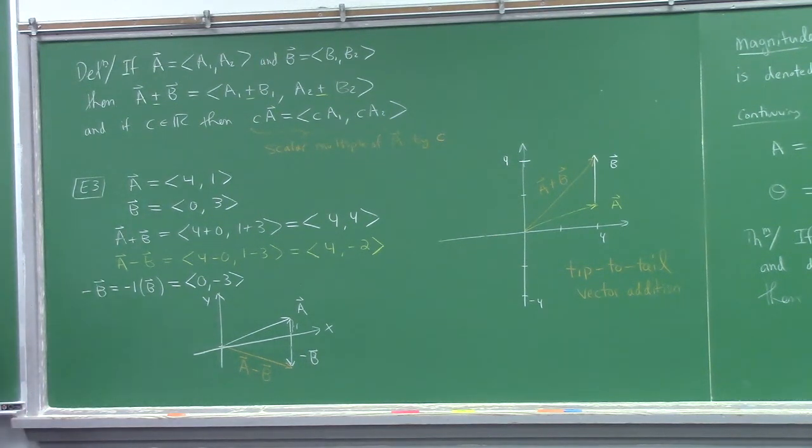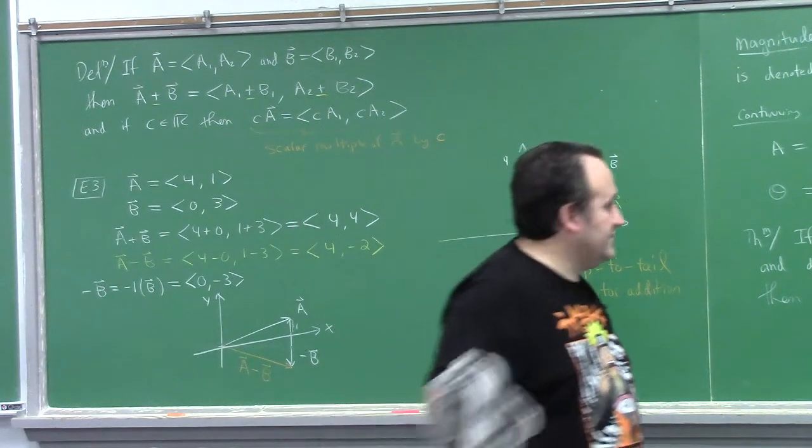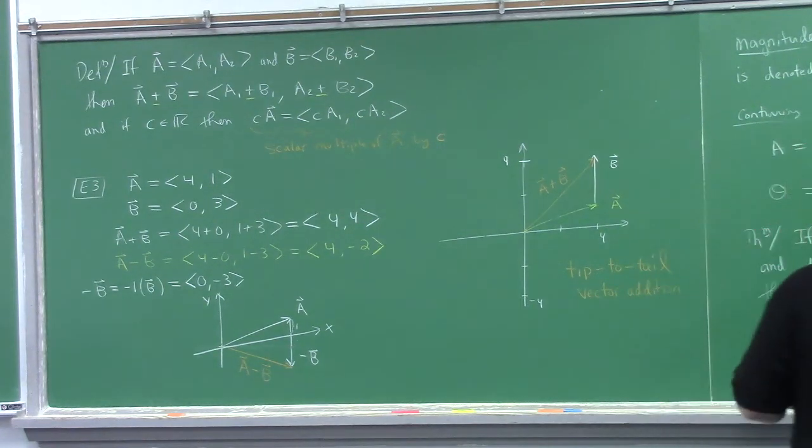So anyway, geometrically, to add vectors, we add them tip to tail, all right? Algebraically, you just find their Cartesian components and add them. It's not bad, is it? All right.